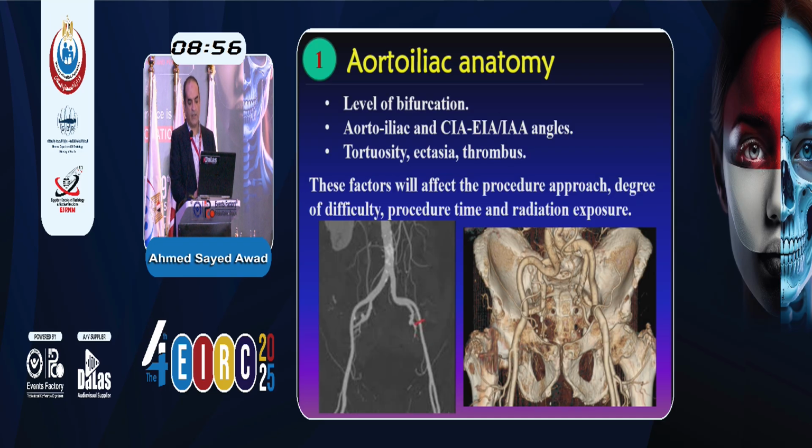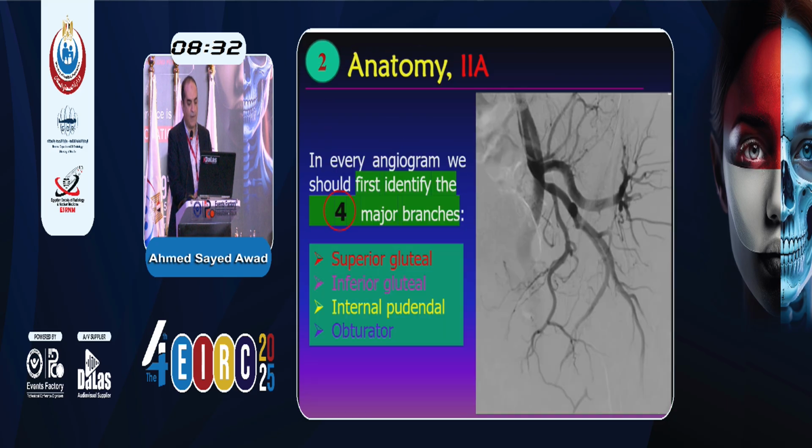Regarding the aortoiliac anatomy, the level of the bifurcation is usually at L4, but may be higher. The aortoiliac and common iliac angles are around 40 to 85%. When it becomes acute, the technique becomes more difficult. And of course, the atherosclerotic changes, including tortuosity, ectasia, and thrombosis. All these factors will affect the procedure approach, degree of difficulty, procedure time, and radiation exposure.